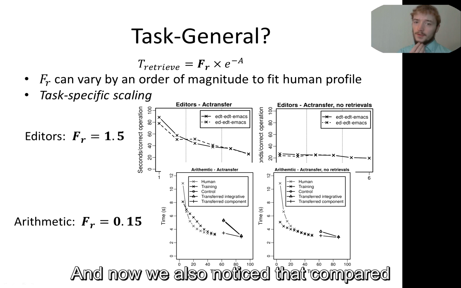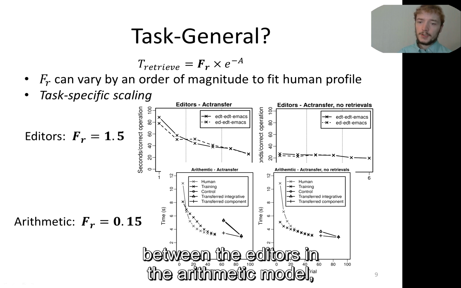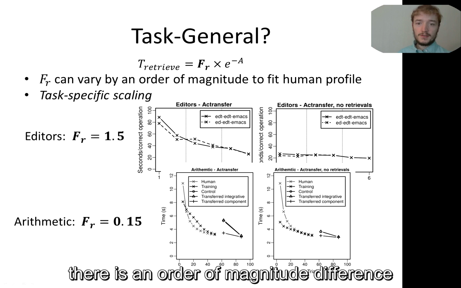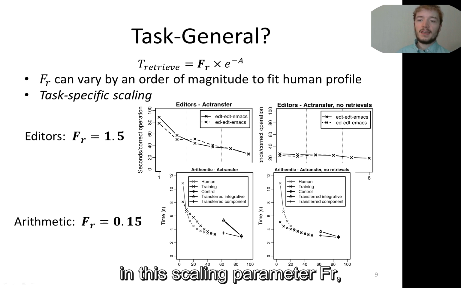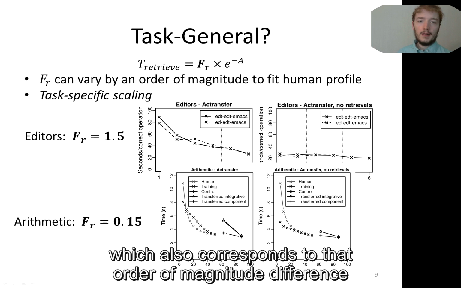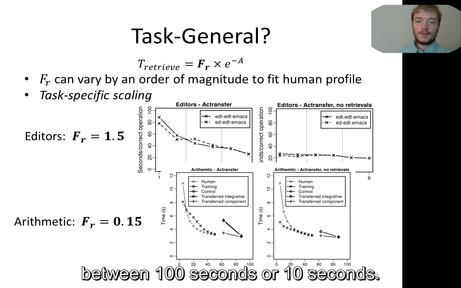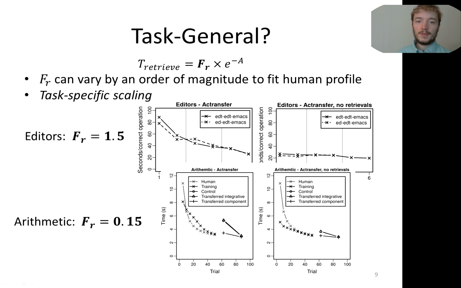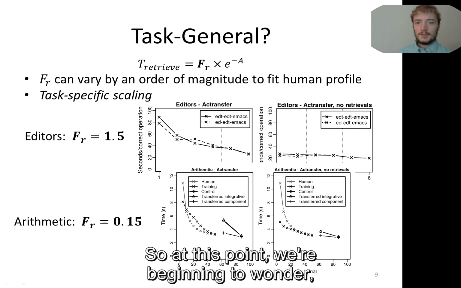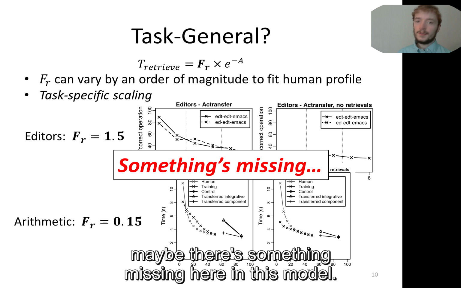And now we'll also notice that compared between the editors and the arithmetic model, there is an order of magnitude difference in this scaling parameter f sub r, which also corresponds to that order of magnitude difference between the scales of the tasks, between 100 seconds or 10 seconds. So at this point we're beginning to wonder maybe there's something missing here in this model.